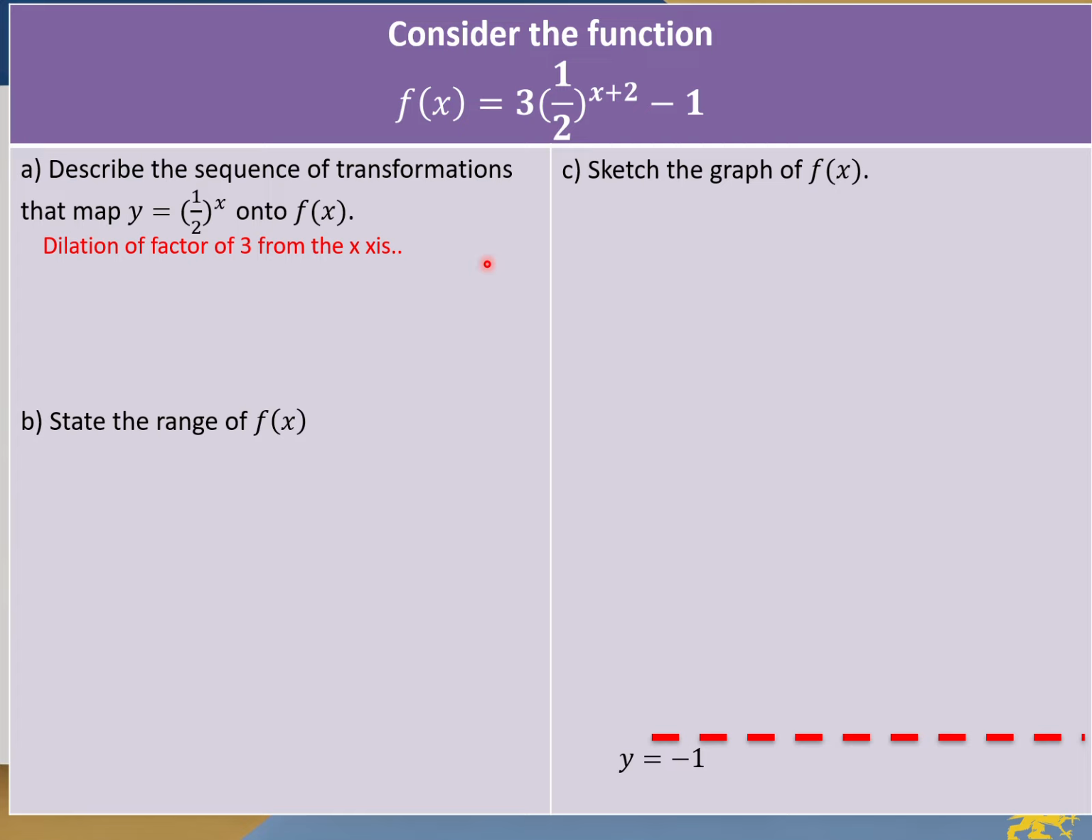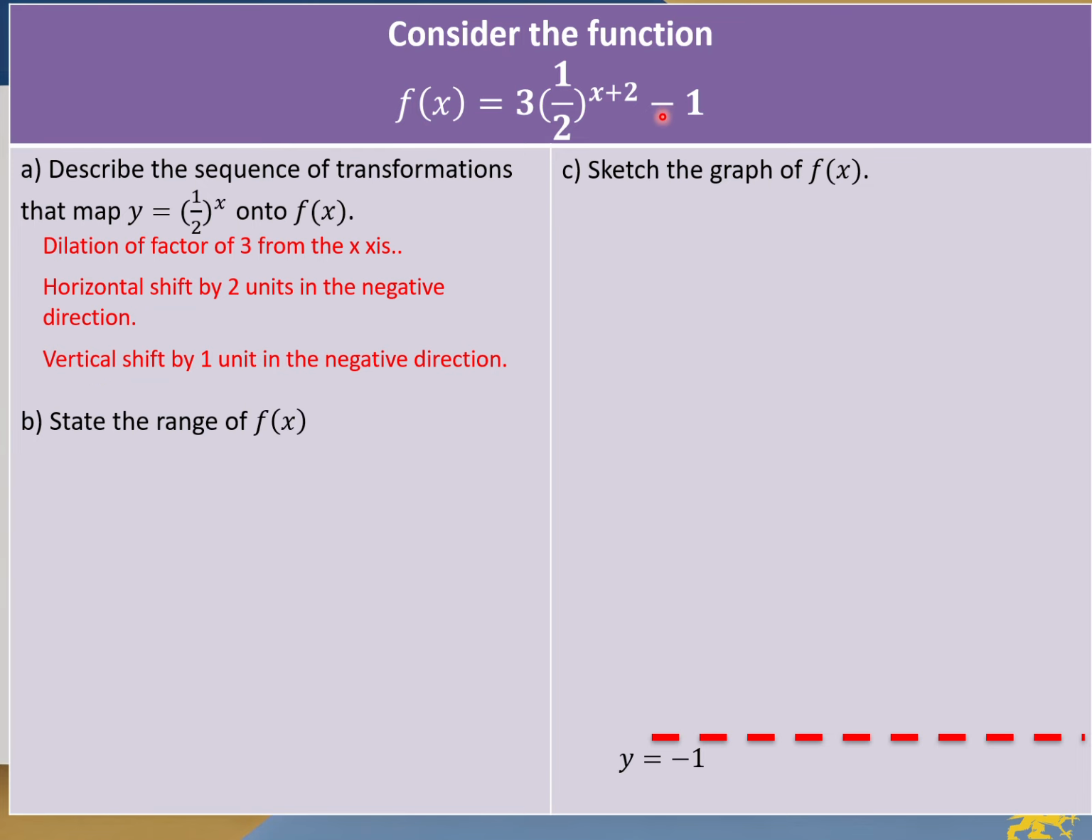The second part is I look at, do I have any reflection? There's no negative here, so there's no reflection. I then look at the horizontal shift. I've got the plus 2 here, which means it's a shift of 2 units in the negative direction, and I've got a vertical shift down by 1.